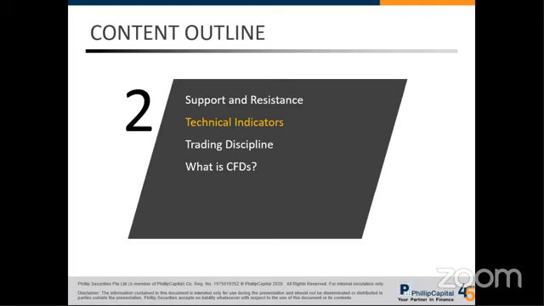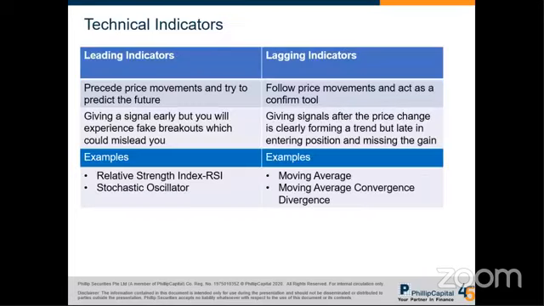Next, we'll go into the technical indicators. For all the indicators, there are two major types: leading and lagging indicators. Leading indicators try to predict the move using past data, trying to predict the future. But sometimes past data might be misleading. A leading indicator can give you a signal very early, but sometimes it's a potential false breakout that can mislead you. Some leading indicators are RSI and the stochastic oscillator.